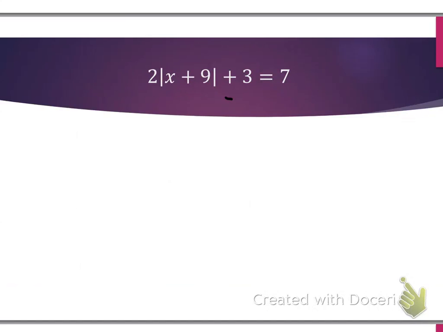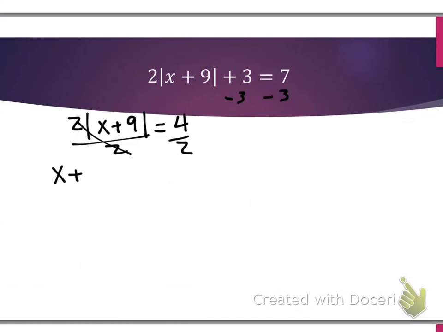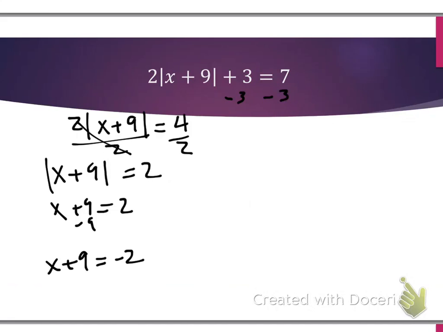We got to get rid of this 3 first by subtracting it. Get rid of the things not attached to it first. And now we can divide by 2 to get rid of this 2. So I have the absolute value of x plus 9 is equal to 2. So we can make it our positive 2 and our negative 2. Subtract 9 from both, so x is equal to negative 7. Subtract 9 again, so x is equal to negative 11.